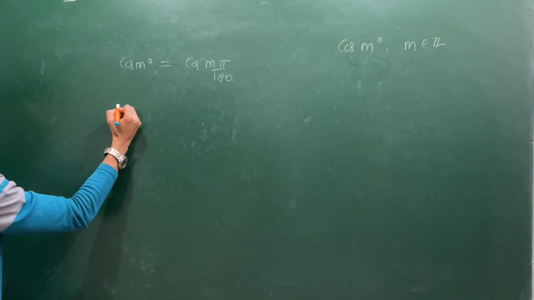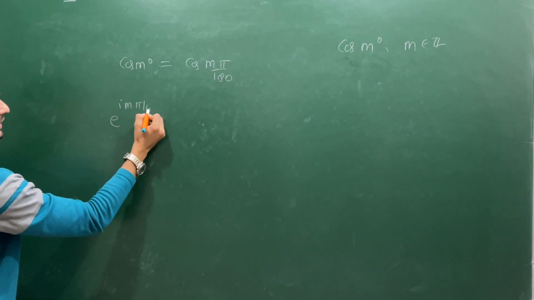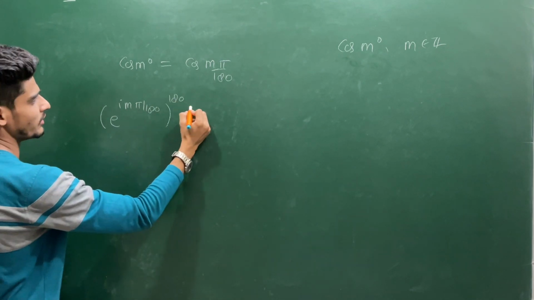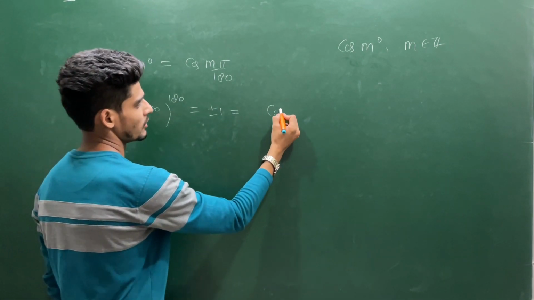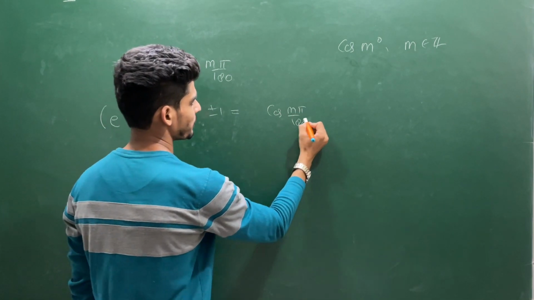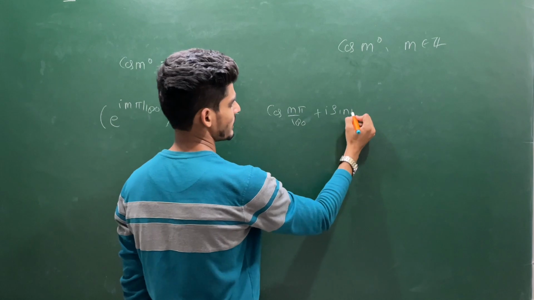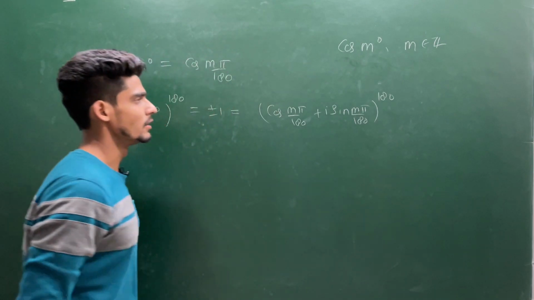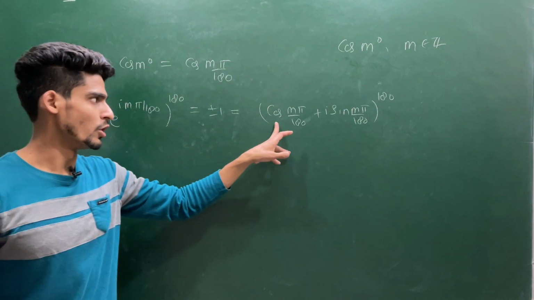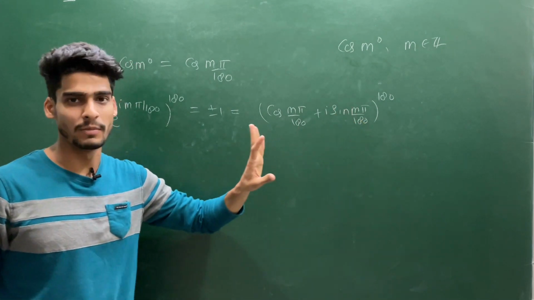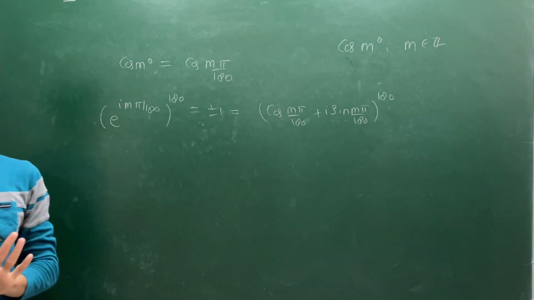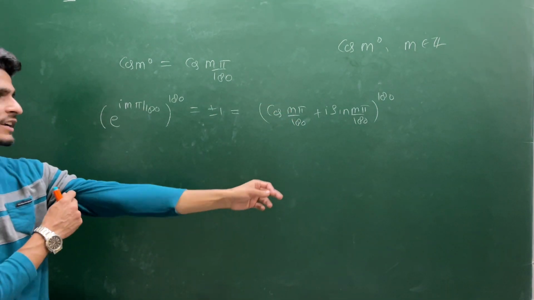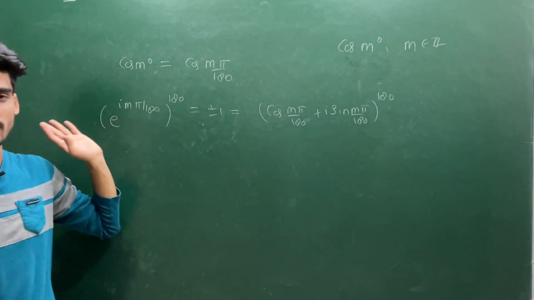Now we have this nice equation: e power i m pi by 180, to the whole power 180, will give me plus minus 1, because this is nothing but cos m pi by 180 plus i sine m pi by 180, to the whole power 180. So it will give you cos m pi plus i sine m pi. i sine m pi will be 0, but cos m pi will be either plus or minus 1. That depends upon whether m is an even integer or an odd integer. If it is an even integer, it will give us 1. If it is an odd integer, it will give us minus 1.